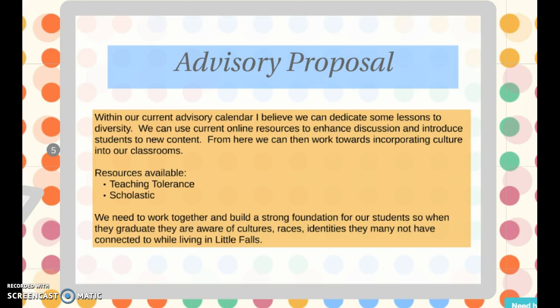I believe that we could use one day a week in our current calendar and devote that to diversity. And depending on how the calendar looks, we can increase that throughout the year. This could also be increased by adding multicultural content into lessons within the classroom content outside of advisory. But to start, I would like to introduce it in advisory with our small groups that we have a connection with and can really spring discussion.